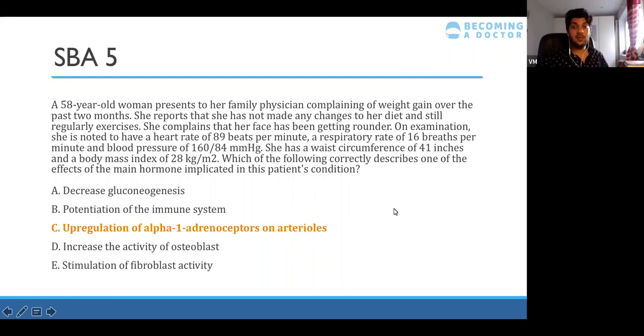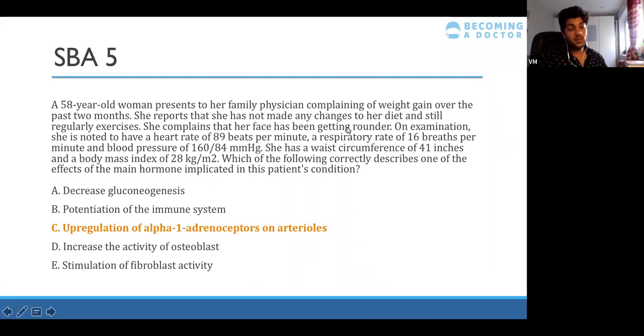The hormone here involved is cortisol. Sorry, I probably didn't make that clear. This is a case of Cushing's syndrome. So she has weight gain, moon face, high blood pressure, high body mass index. She's gaining weight even with normal exercise. So this is a case of Cushing's. I understand it's quite a challenging question because it forces you to diagnose just from the clinical picture and then think about the pathophysiology behind what's causing it.